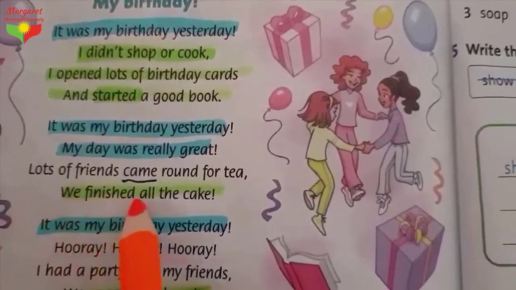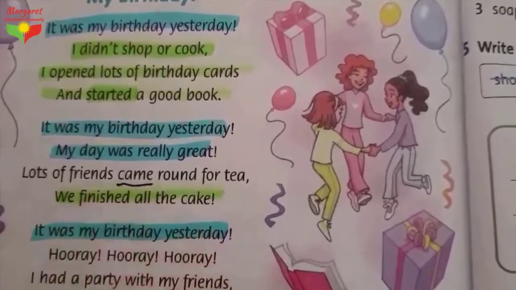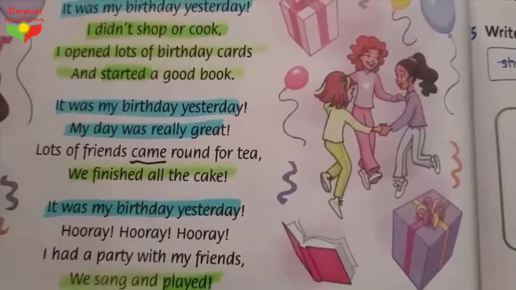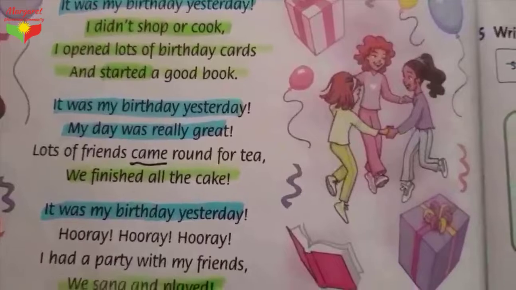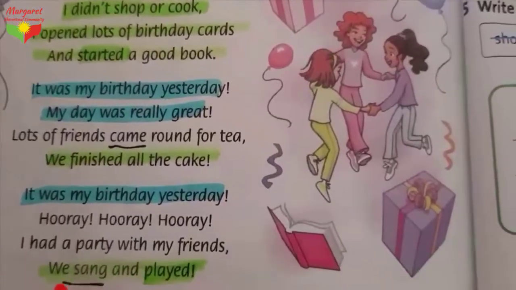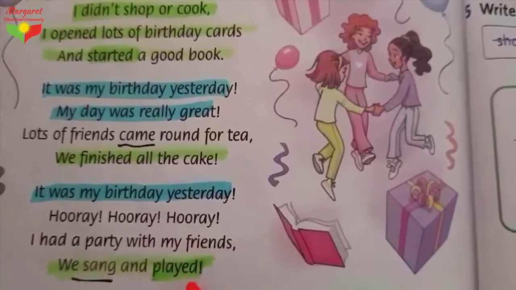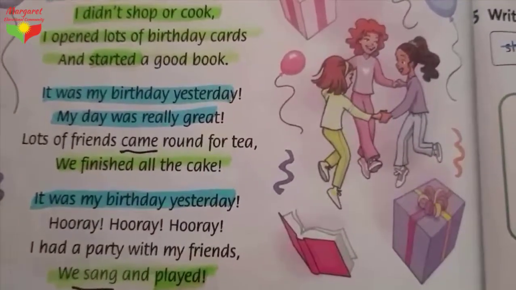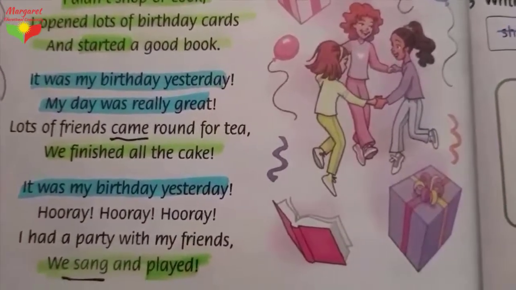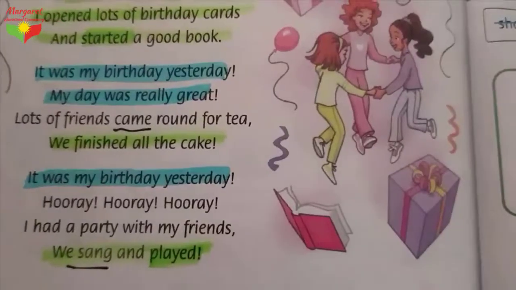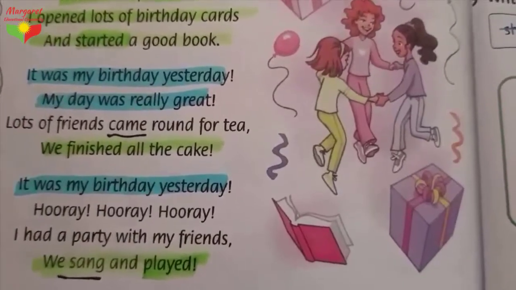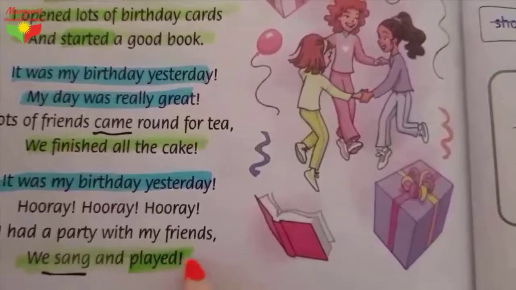We finished all the cake. So finished also is one of the regular verbs. And the last sentence says we sang and played. So played is also one of the regular verbs because we added ed on it to change it from the base form to the past form. What is the base form? We have the past form. We can add ed.